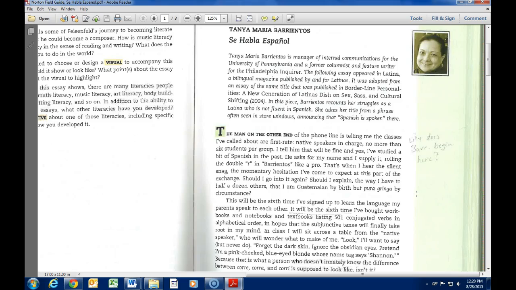Does it draw you into the story? Does it make you want to continue reading? That's what a good introduction does. It makes you want to continue reading the essay. And so you should ask, does that draw me in? Does that make me want to read more?